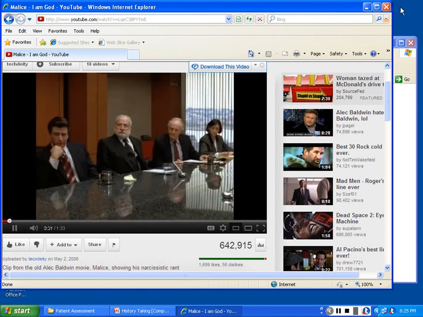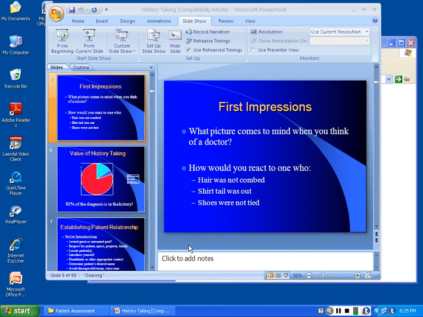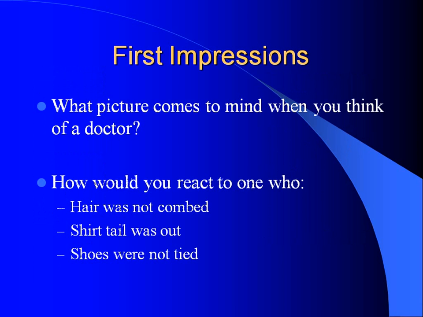So with that in mind, what would your impression be of that? Don't go walking into a patient's room with that attitude. They'll pick up on that real quick. Hair not combed. The funny thing is they always talk about hair not combed, shirt tail out, shoes not tied up.